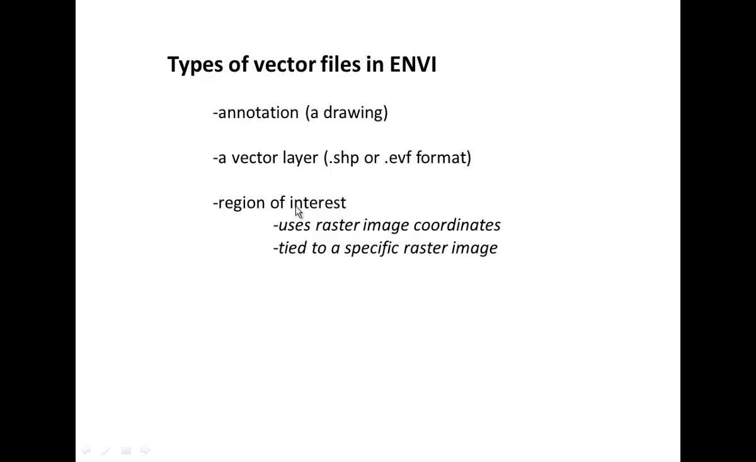The final category is a region of interest, or an ROI. These are polygons or shapes that have their nodes using image coordinates, so actually pixel rows and columns. Because of that, they always have to be tied to a specific raster image, and we'll often be using them to extract data out of a raster image.